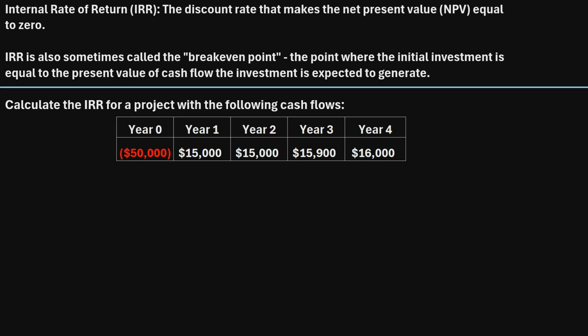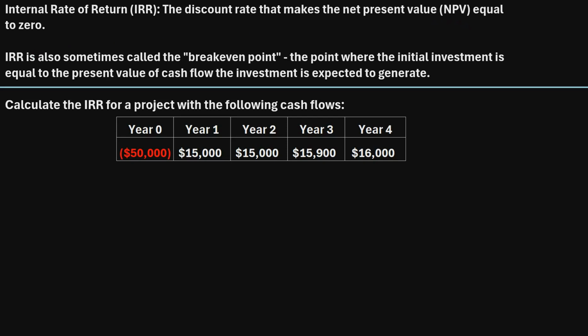In this video, I will explain how to calculate the internal rate of return. So here's the definition. The internal rate of return, or IRR for short, is the discount rate that makes the net present value equal to zero. To understand the internal rate of return, you really need to understand net present value first. And I'll link to another video that I have on how to calculate net present value in detail.